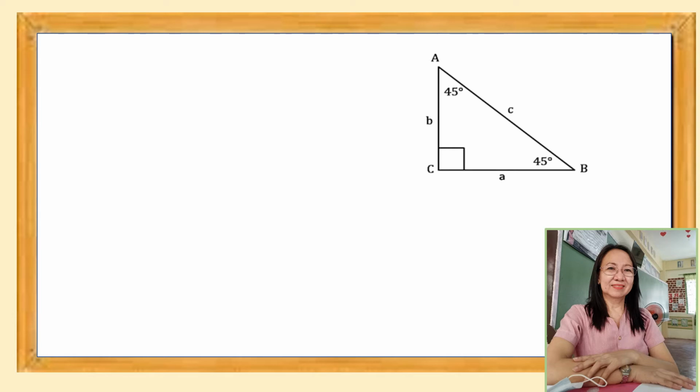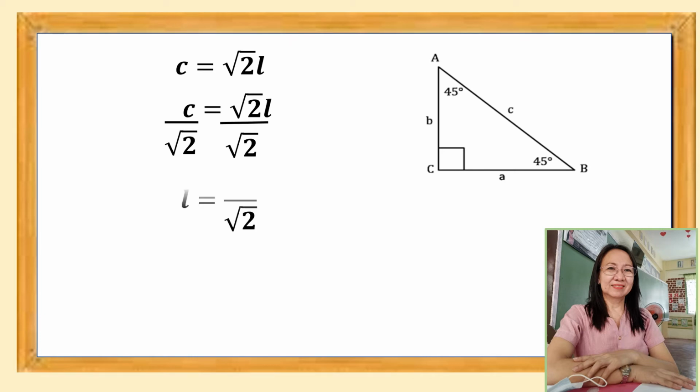For the second part, since we obtained that c is equal to the square root of 2 times the leg, let us use this idea to find the leg. First, we are going to divide both sides by the square root of 2 to eliminate the square root of 2 on the right side. So we will arrive at L is equal to c over the square root of 2.